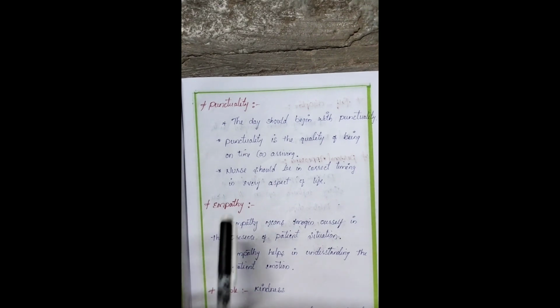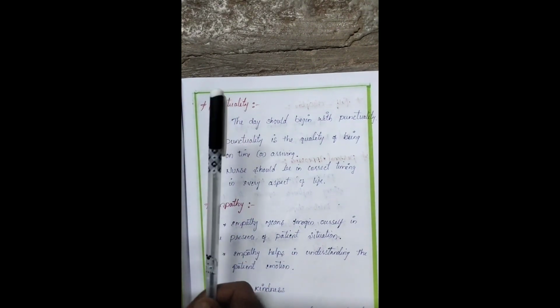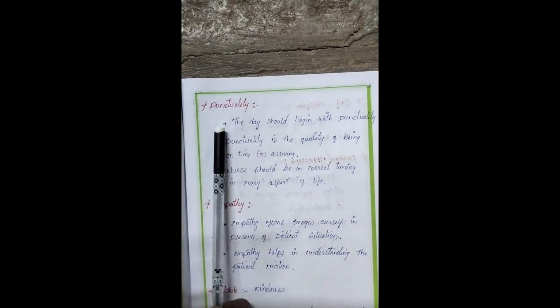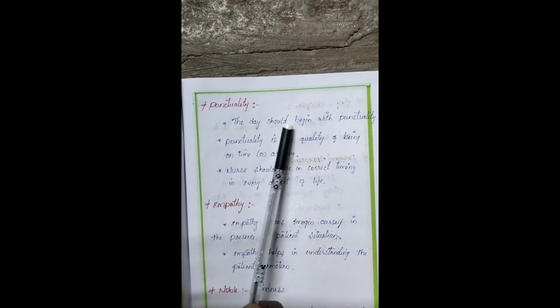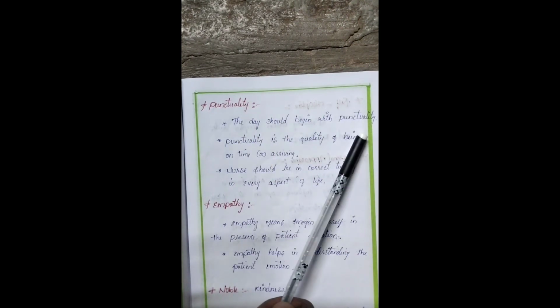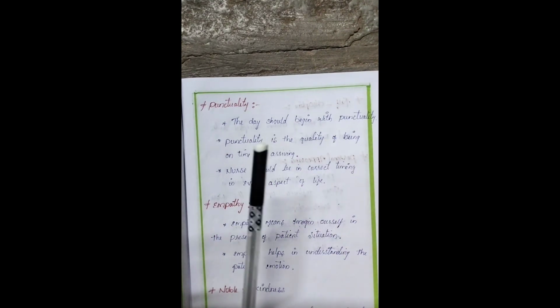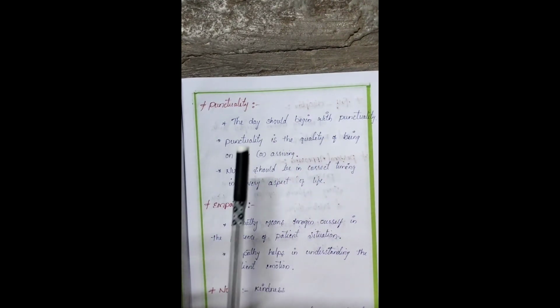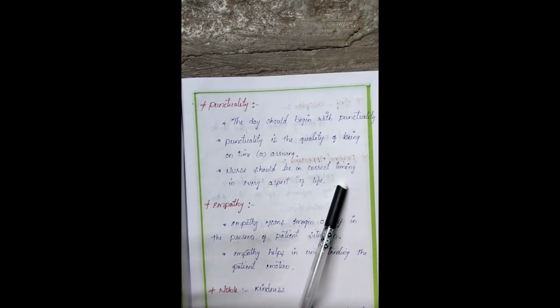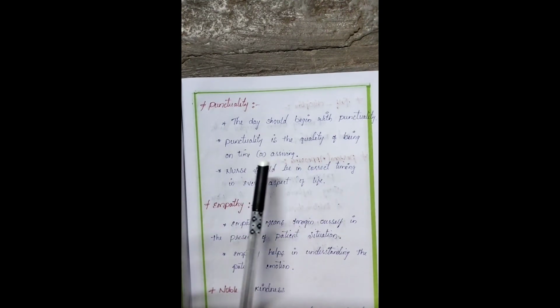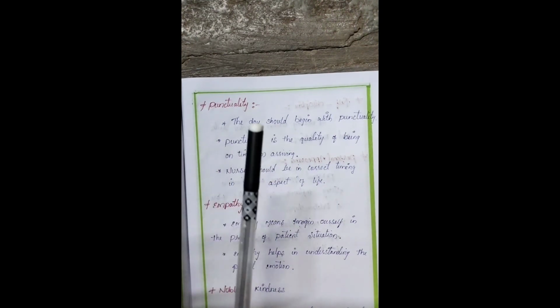Next, moving to punctuality. This is the first quality of a nurse, punctuality. A day of a nurse should begin with punctuality, being on time, arriving at the hospital at the correct time. A nurse should be correct in timing in every aspect of life. It is the first quality of a nurse, punctuality, arriving or being on time.